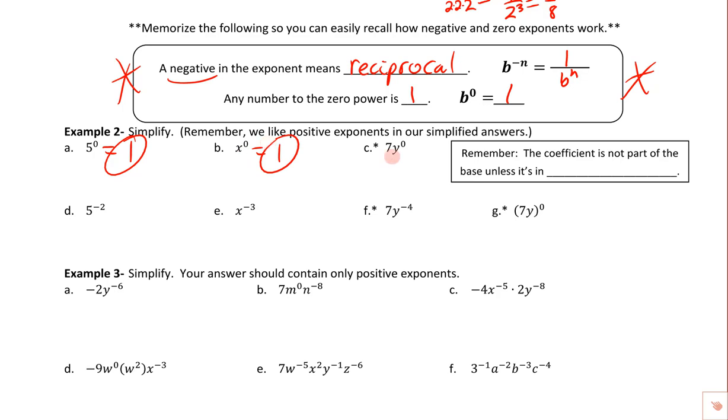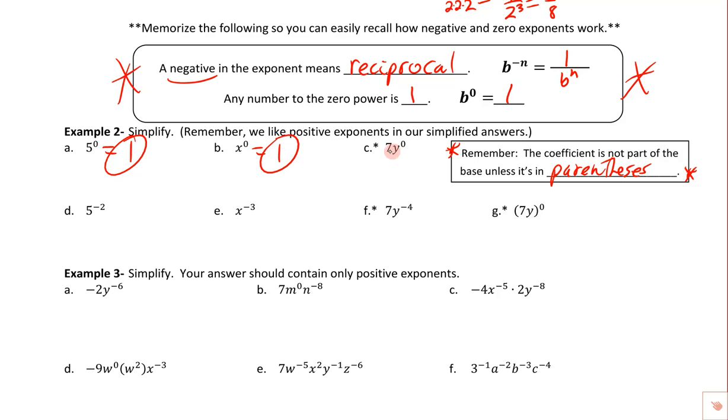Now we take a look at this next one, and this is really important. It's got an asterisk by it. I'm going to put a star by this. This is something that people forget all the time. I guarantee somebody's going to forget this on the test or quiz from this unit. It says, remember, the coefficient is not part of the base unless it's in parentheses.